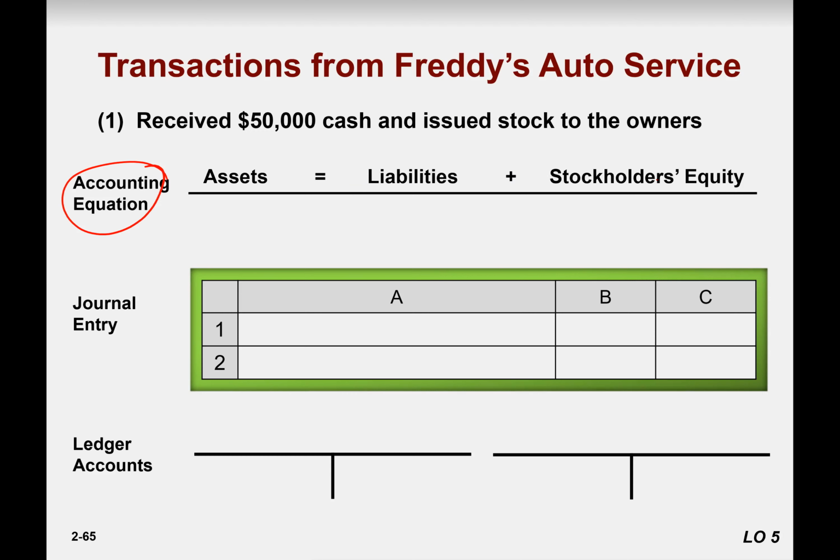Let's talk about this. So business received cash 50,000 and issued common stock. So in assets is equal to liabilities plus owner's equity, where we write it down?